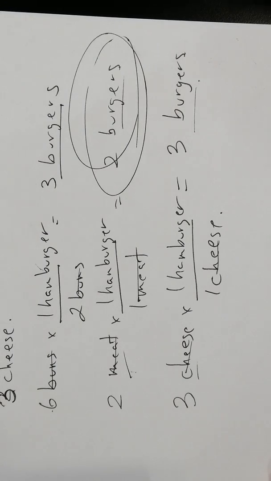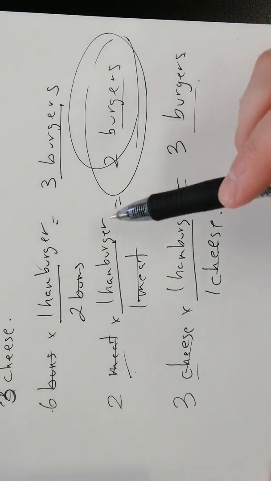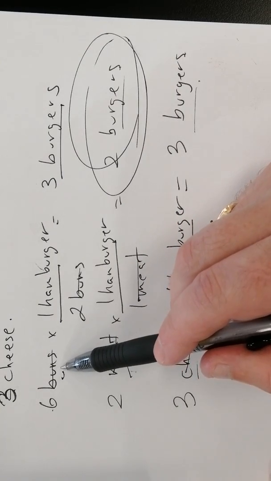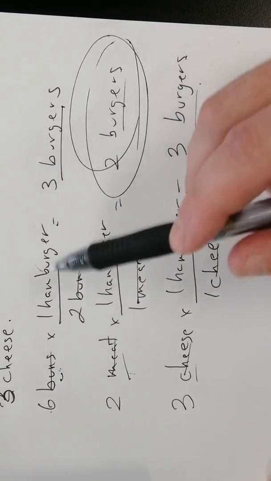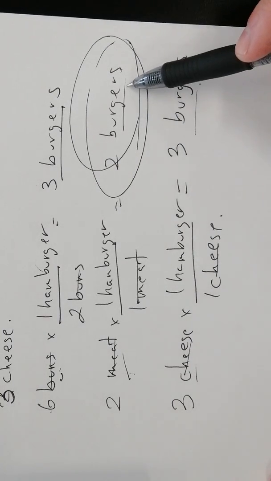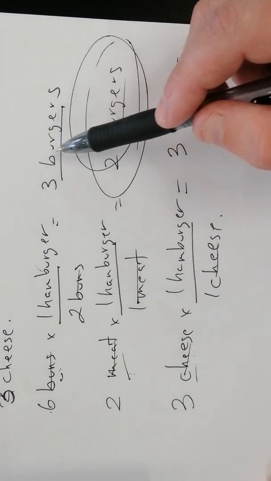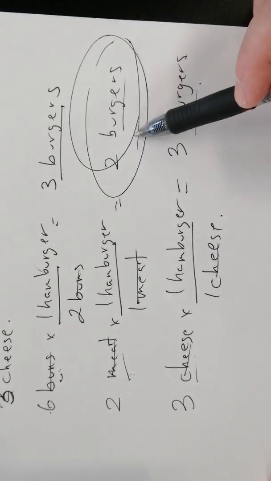So if I make 2 burgers, that means I would need 4 buns. I still have 2 buns left over, so that's okay. If I make 2 burgers, I need 2 pieces of cheese. I'd still have 1 piece of cheese left over. So that would work to make 2 burgers.